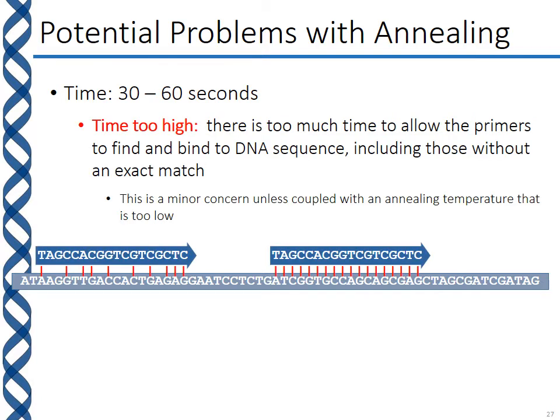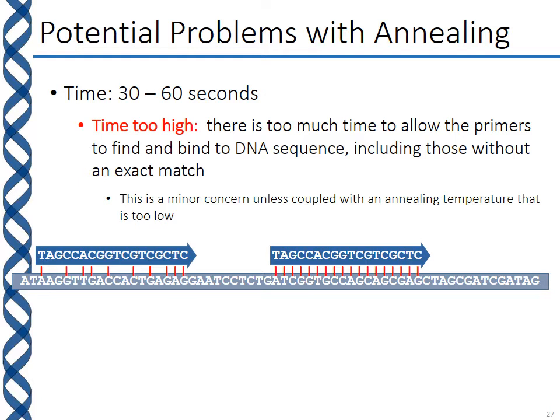However, if the time of annealing is too high, you end up with the opposite problem, which is allowing too much time for the primers to bind to the incorrect locations. However, as I mentioned on the slide, this really isn't a concern unless that's coupled with an annealing temperature that is also incorrect. And so here in the diagram, we see the same two primers that we saw previously.